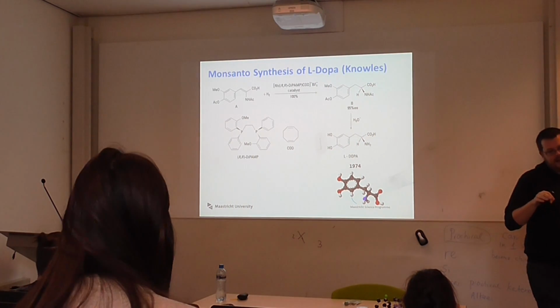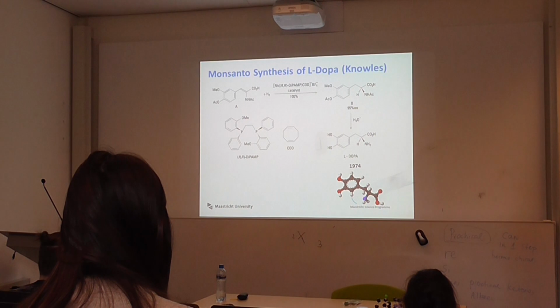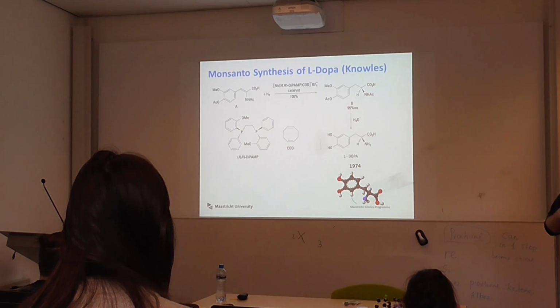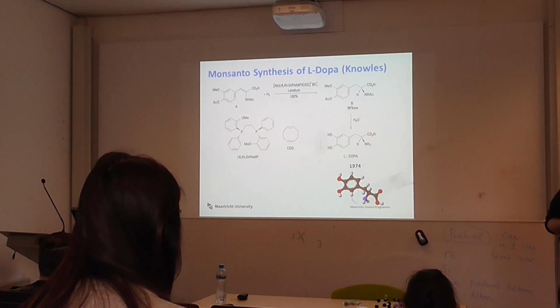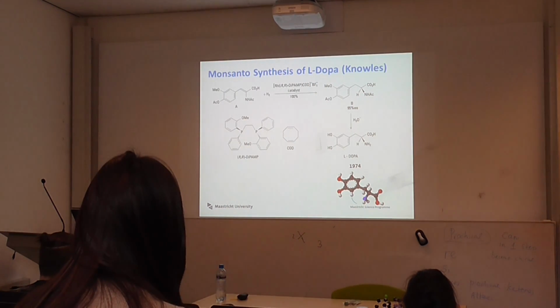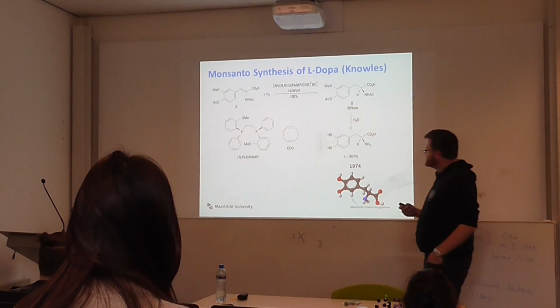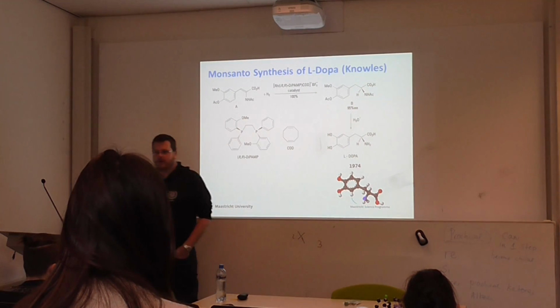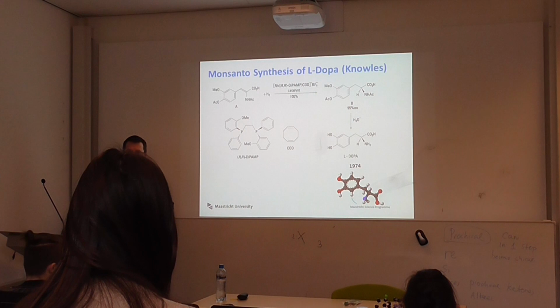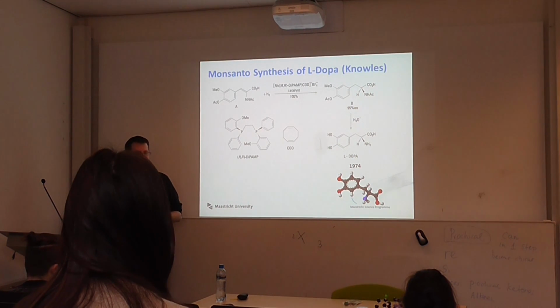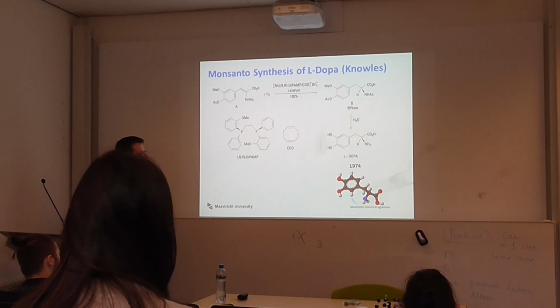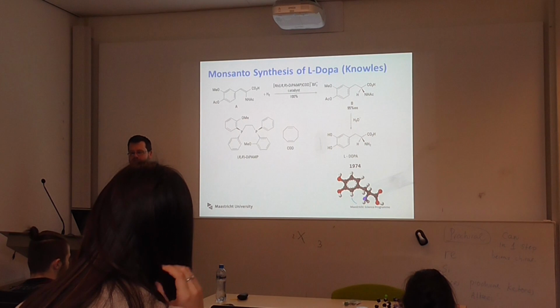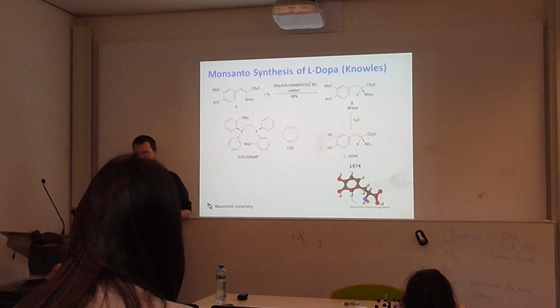Now, L-DOPA is an amino acid. That's important. It's a precursor in the synthesis of dopamine in the brain. And L-DOPA, of course, has another stereoisomer. We have a chiral center there, and only the L form is biologically active. It is used in the treatment of Parkinson's disease. And this was the first example where a commercially successful pharmaceutical product was synthesized using an asymmetric catalyst.